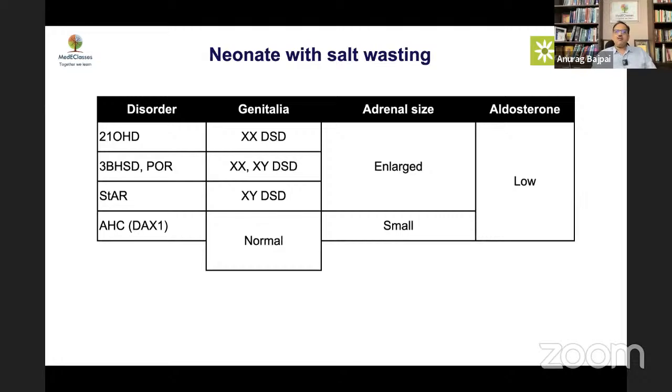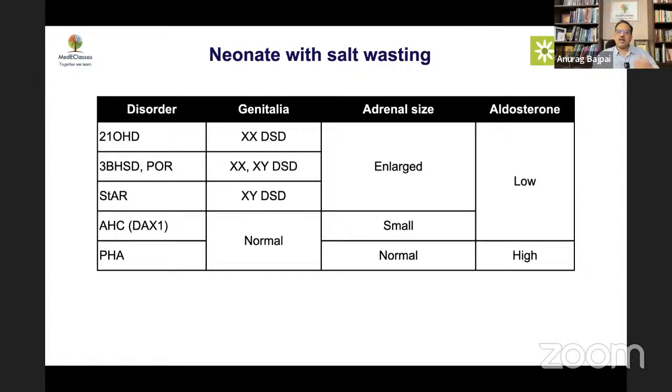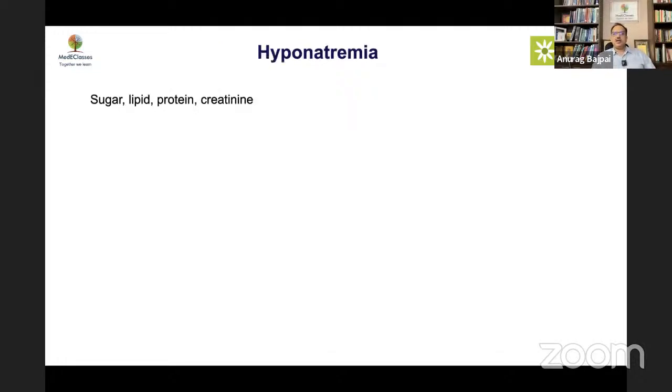On the other hand, if you have normal genitalia in a male with small adrenal, that will be adrenal hypoplasia congenita. While if everything is normal, this could be pseudohypoaldosteronism. So genitalia, adrenal size and aldosterone levels, aldosterone will come later, will give you a diagnosis in neonates who present with salt wasting, because that could be a life-threatening scenario in that regard.